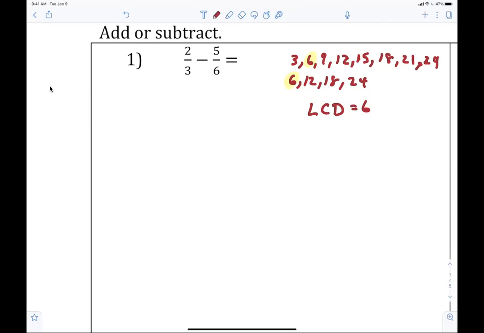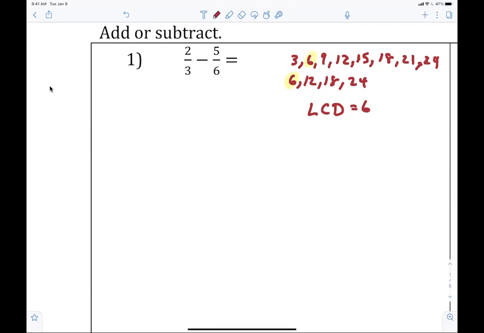If I picked 12, would I get the same answer? Yes. If I picked 18, would I get the same answer? Yes. It would just take me a little bit longer because I'd have to end up reducing. You with me on this, right? So that's how you find the least common denominator. All right. They're actually least common multiples, but we call them denominators because they're in the denominator.